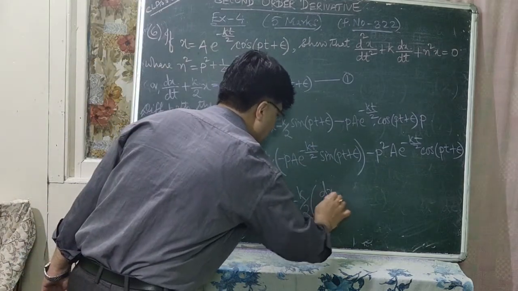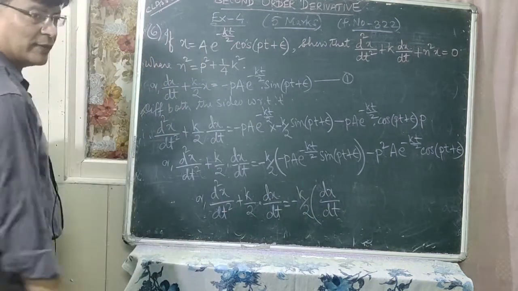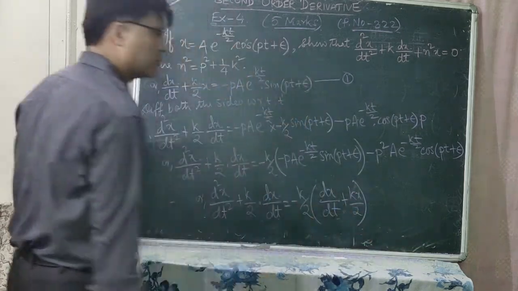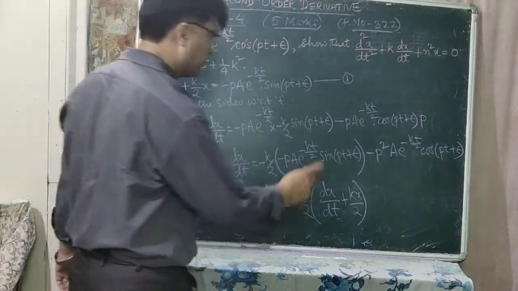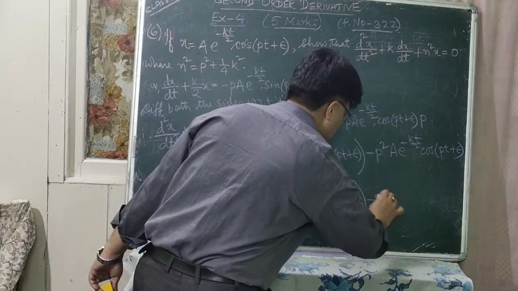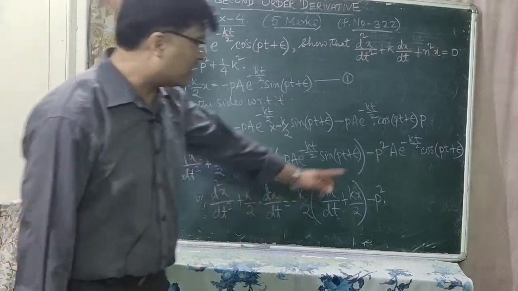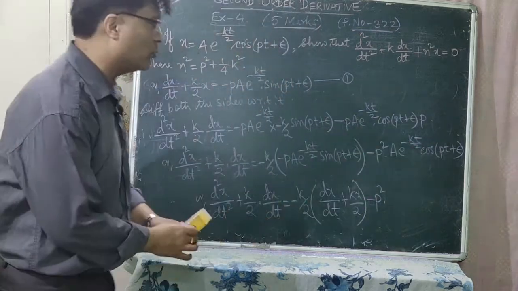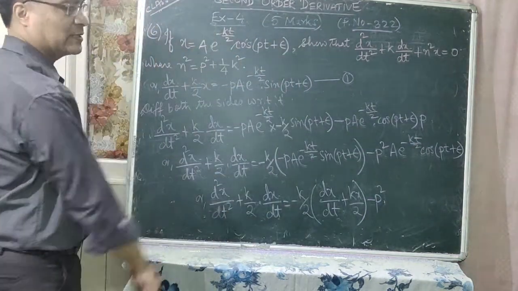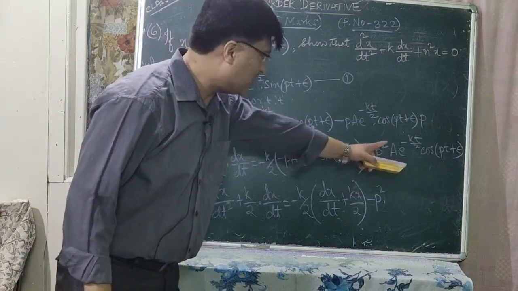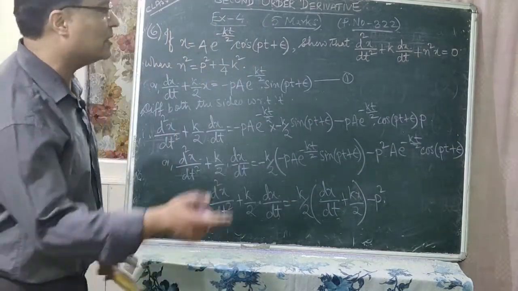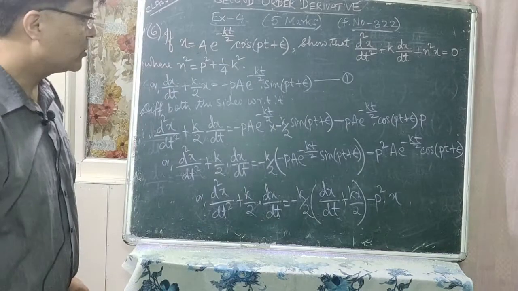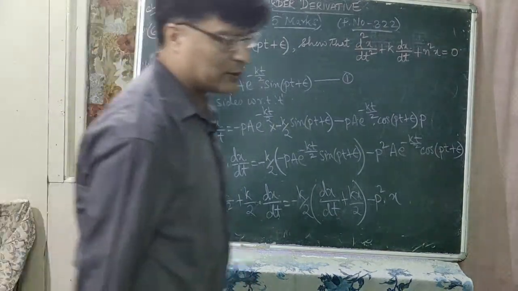It is within bracket, you write dx by dt, then what do we write? Plus kx by 2, bracket closed. Then what do we write here? So here you can write minus p square into, instead of that expression, capital A e to the power minus kt by 2 cos of pt plus epsilon. What can you write for it? You can write x for it. So instead of this expression you can write x out here. So I think you have understood it. So you can copy it.